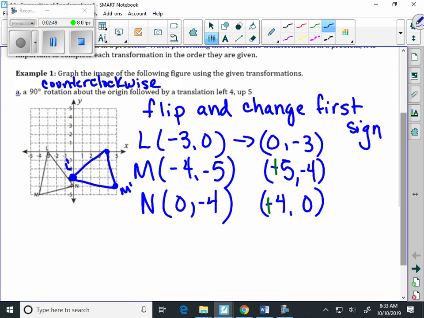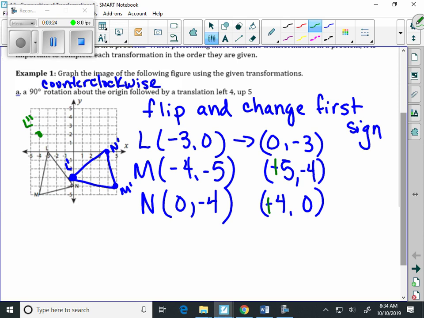And now that we've got that, let me label our N here, we can finish this problem, because what we're going to do is translate, moving the graph left 4 and up 5. So each of the points is going to go left 4, up 5. Starting at L, left 4, up 5. There's our new L. I'm going to put 2 prime marks there.